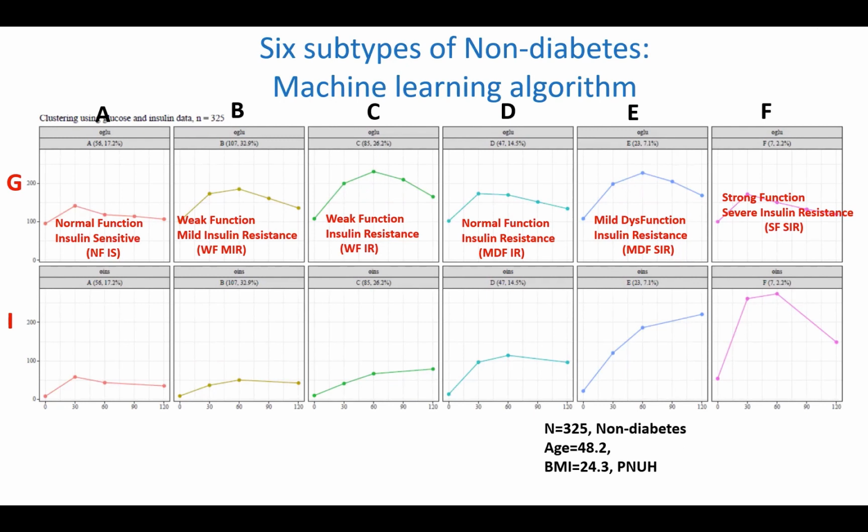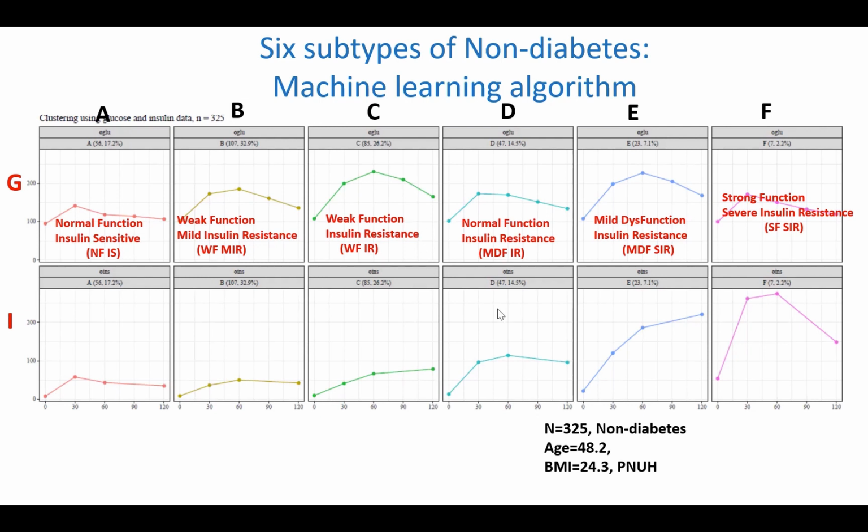In the literature, typically they use only the glucose profile to define subtypes of non-diabetes. But we use both glucose and insulin, and we have 6 subphenotypes. For example, as you can see, class C and class E have the same glucose profile, but the insulin profile is different. Then the question is, which one is more at risk of developing diabetes? This is the same as before. E looks like insulin resistance, but C is the weak basal function.